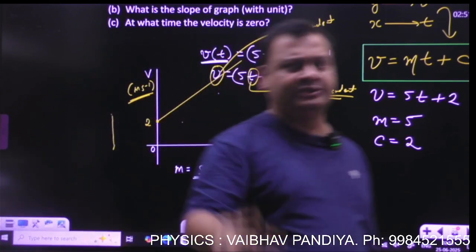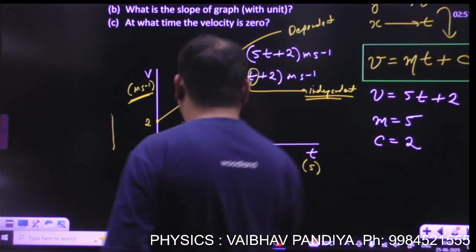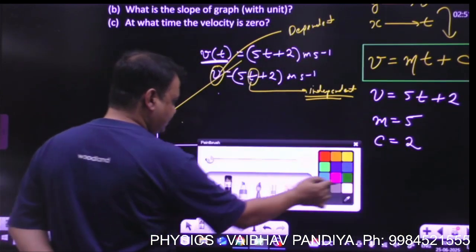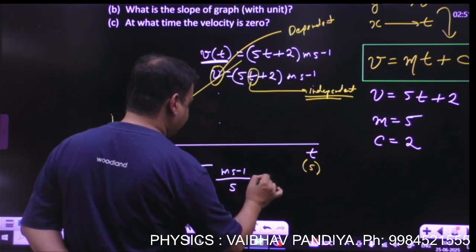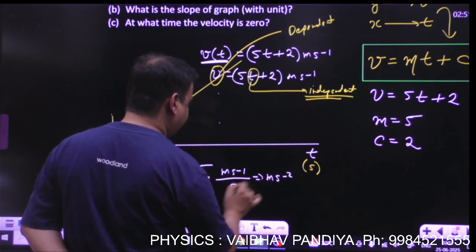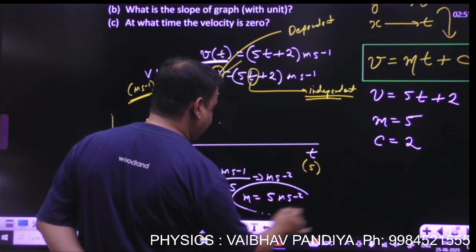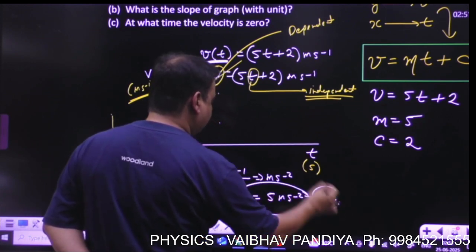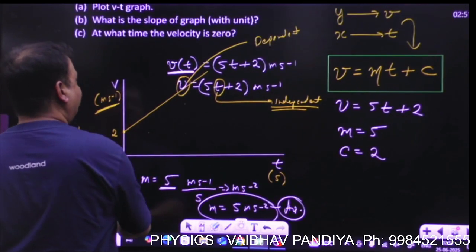Right now we have seen how to find the unit of slope. Can you tell me in this graph what will be the unit of slope? So unit is the vertical unit divided by the horizontal unit. So I'll get meter per second per second. So your slope will come to be 5 meter per second square. This is the answer. So first one is plotting the graph, second one the slope with unit.